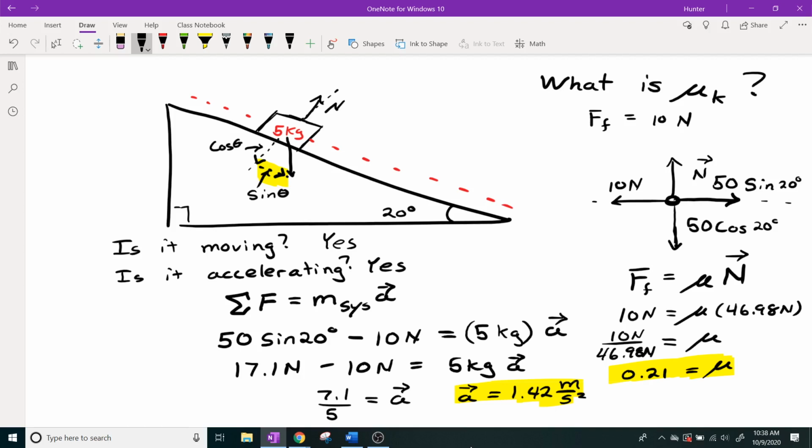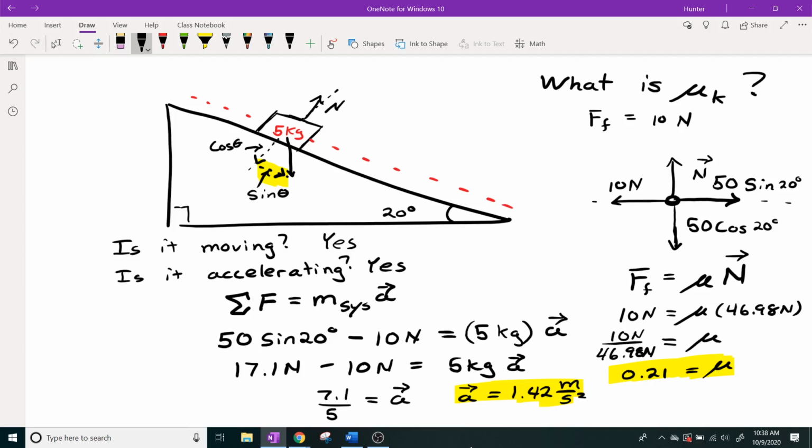Questions? Comments? Concerns? Donations? We have 10 minutes left. We can save the world in 10 minutes. What if it's not moving down the ramp? What if it's stuck?